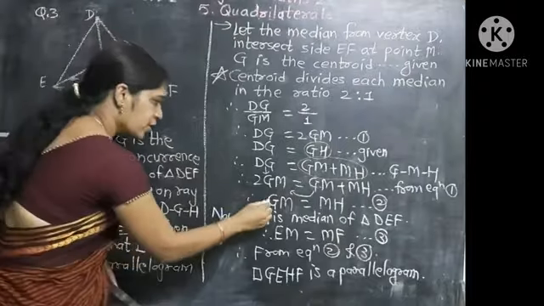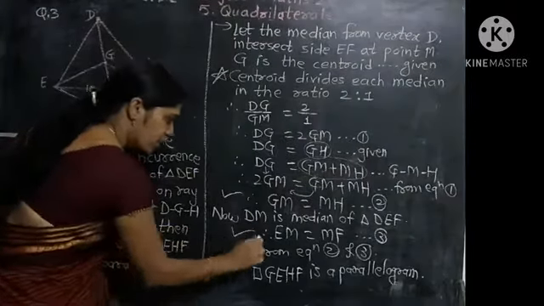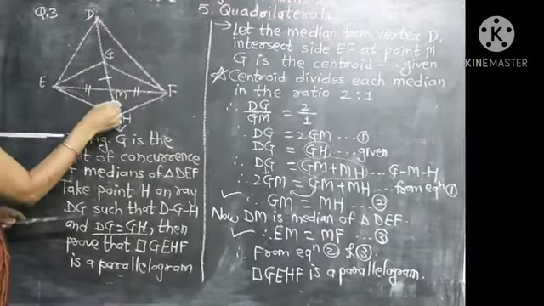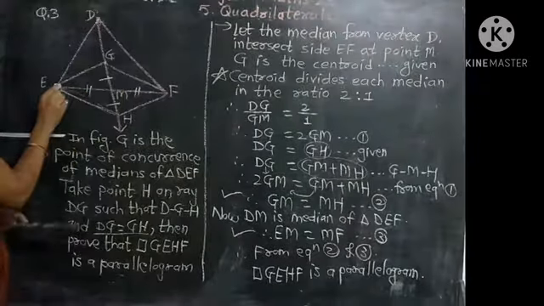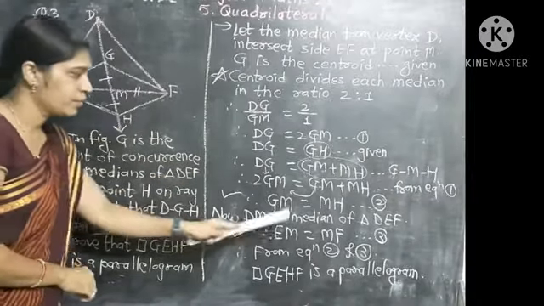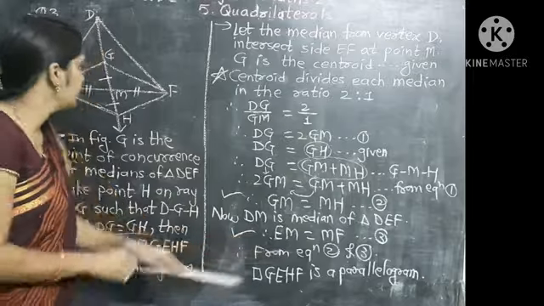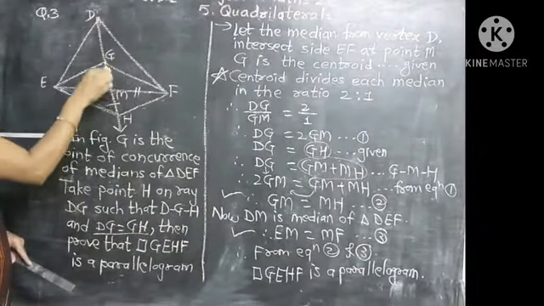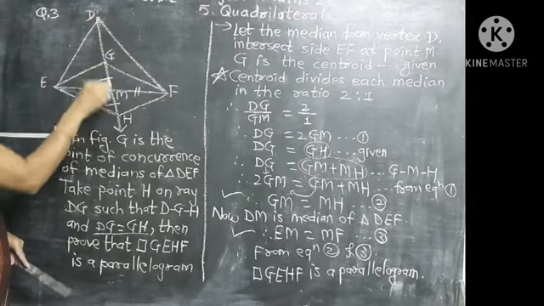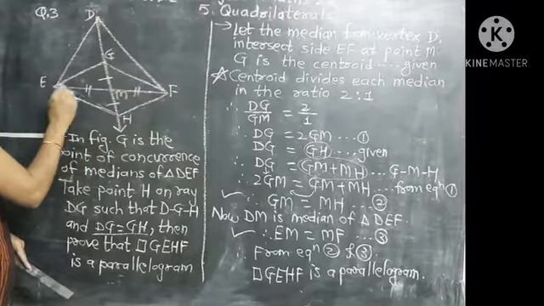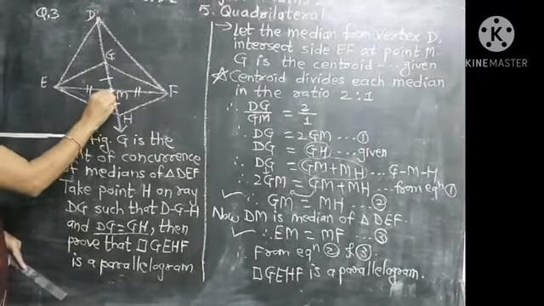Now observe equation 2 and equation 3. What is equation 2? GM is congruent to MH. And what is equation 3? EM is congruent to MH. What do you observe in these two equations? GM is equal to MH means this diagonal is bisected, and EM is equal to MH means this diagonal EH bisects at point M.